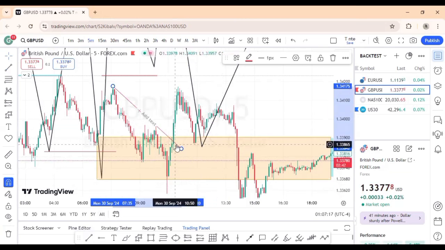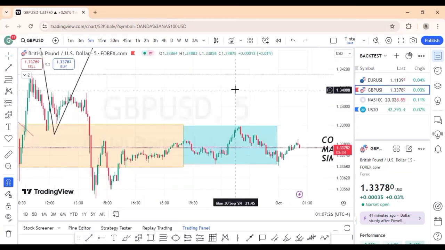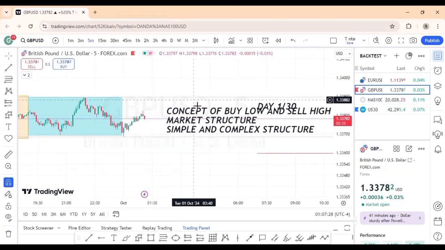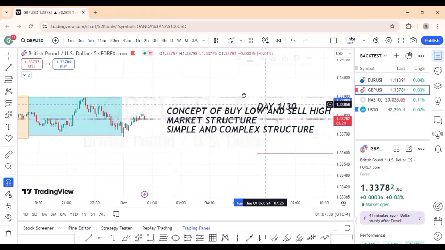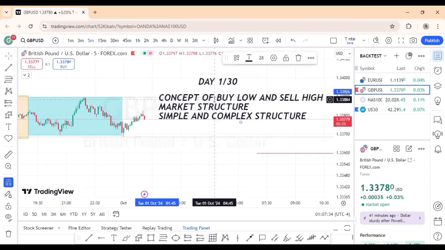So those kinds of trade opportunities are not very nice, right? It's not always nice to be trying to buy breakouts, right? It's always best you buy when the price has retraced, and then you sell when the price has made a high, right? So that is basically the concept of buy low and sell high.